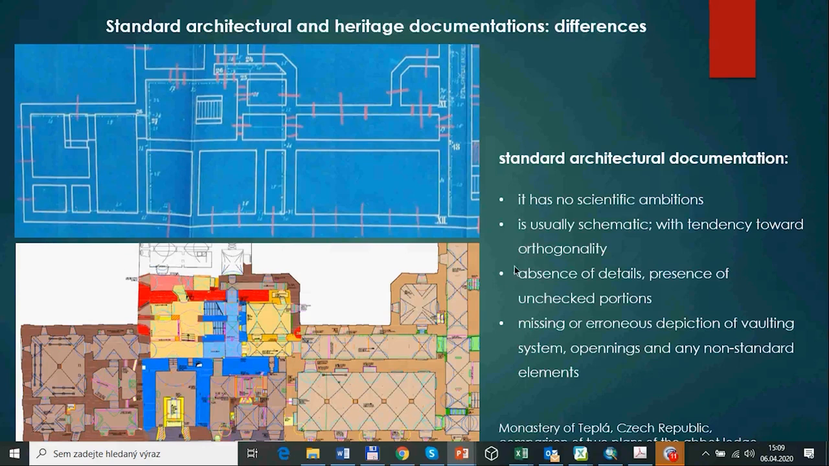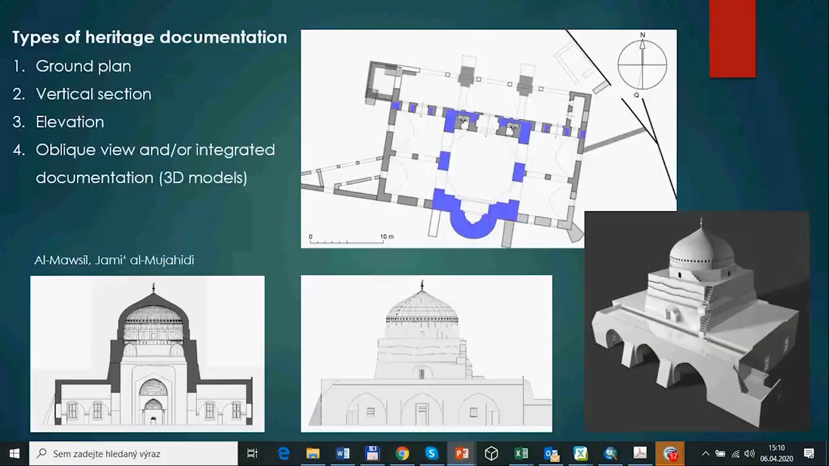Architects might have to depict the missing parts or unchecked portions of the structure. It's also very common that standard architectural documentation misses important details like the vaulting system, openings, and any non-standard elements, which are, on the contrary, very important for architectural historians.